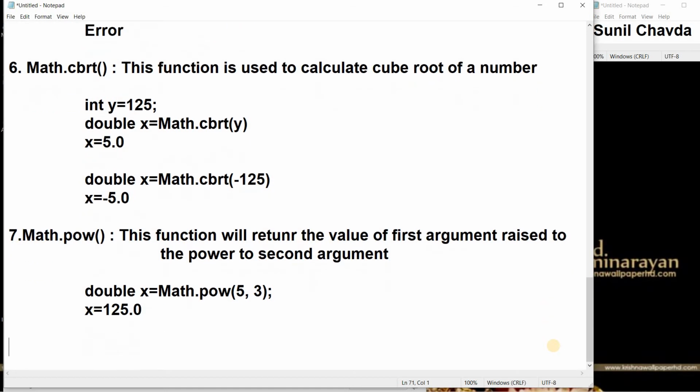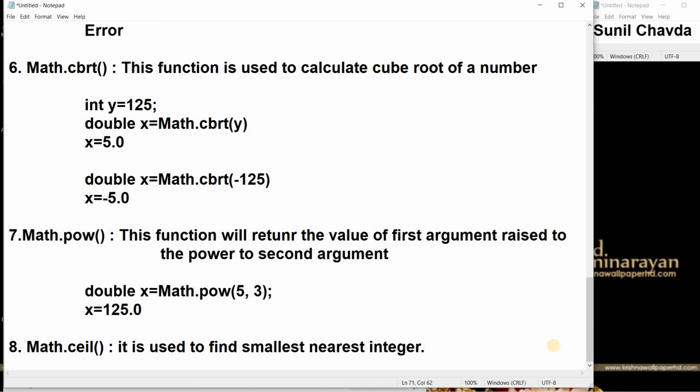The next function, a most important function, is the Math.ceil function. Now what will this function do? It is used to find the smallest nearest integer.